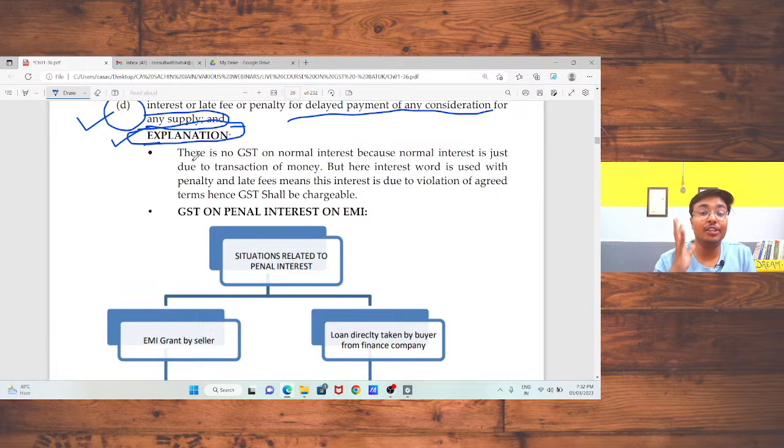There is no GST on normal interest. If I deposit any amount in the bank, that interest is in a money term. So in that case there is no GST. But if the interest is due to trade, in that case GST will be applicable. We had discussed that concept: if interest is due to my trade part, GST will be applicable. If interest is due to money part, GST will not be applicable. Just take an example.